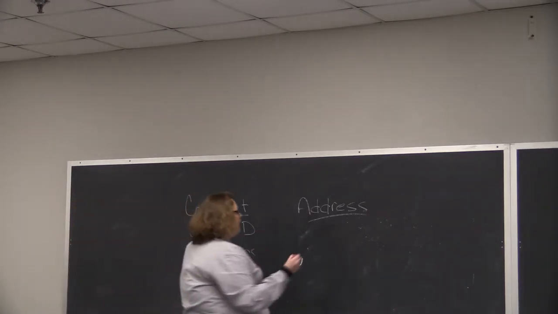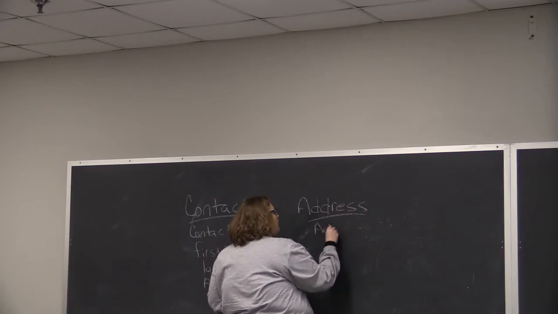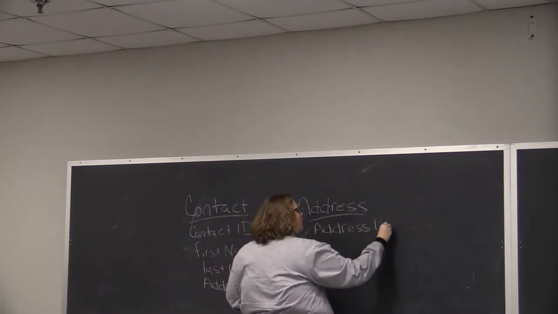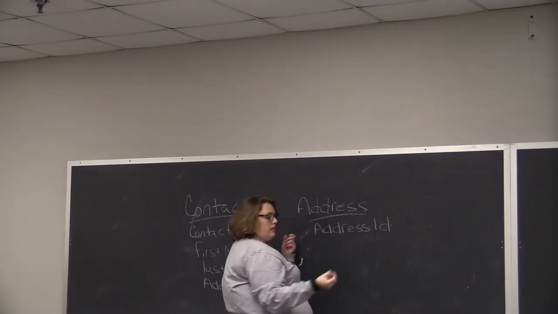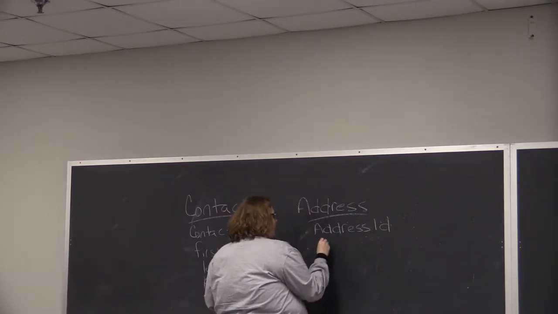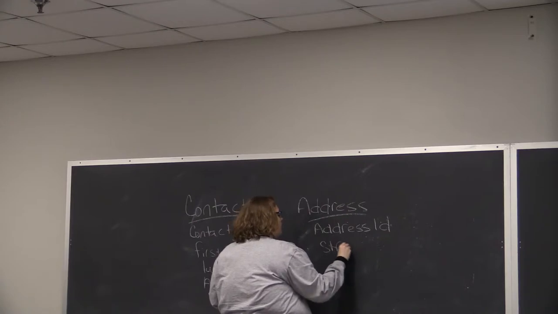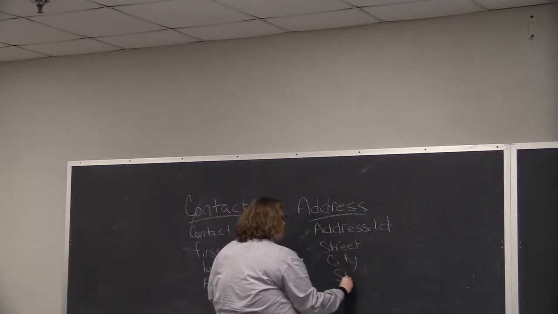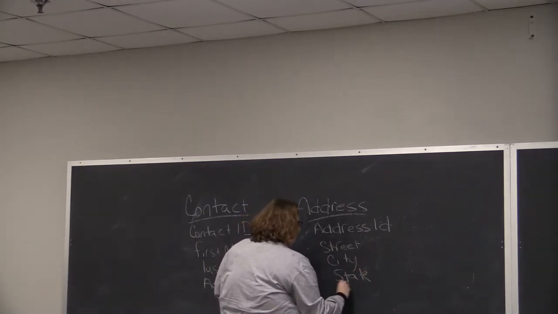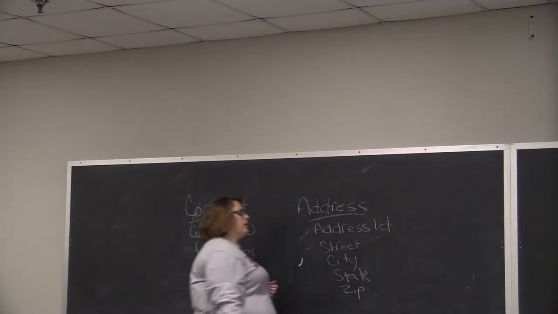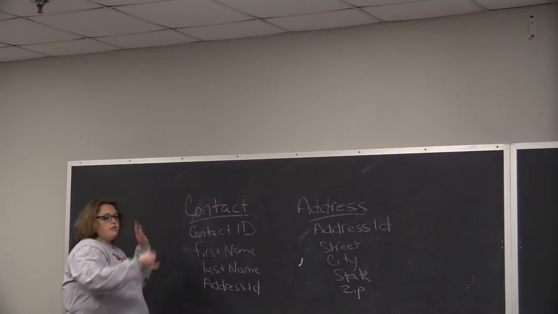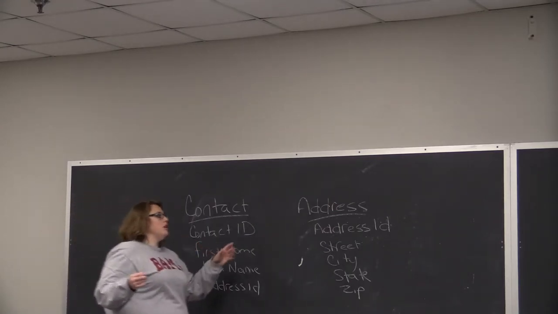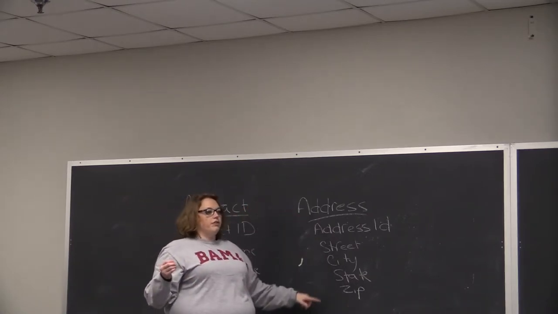Okay. Over here in the address table, we have our address ID. And then you'll have the fields for the address, like street, city, state. So you have these two tables set up. This represents each of the fields in contact, and this represents each of the fields in address.